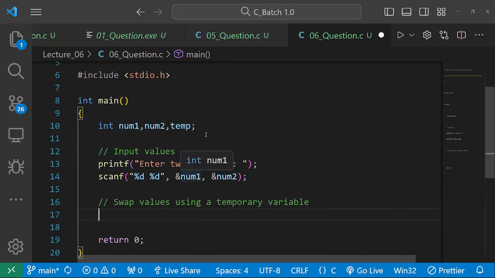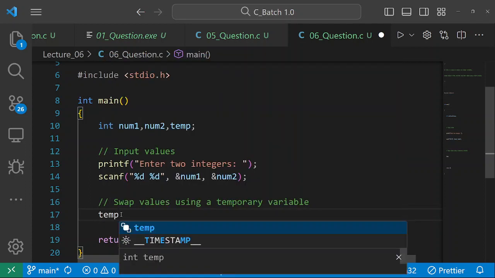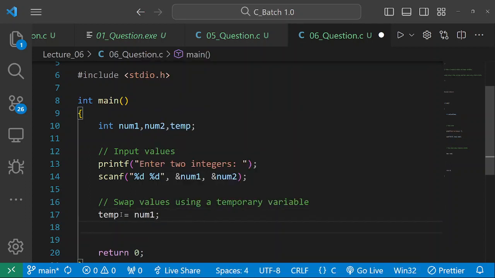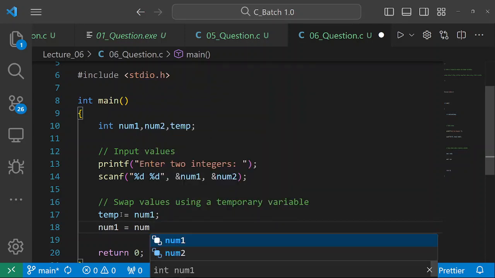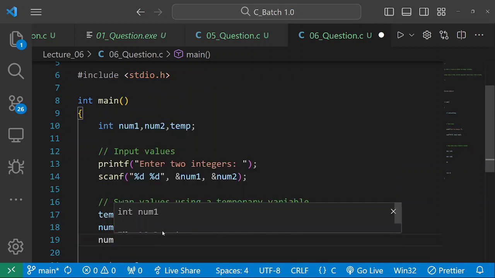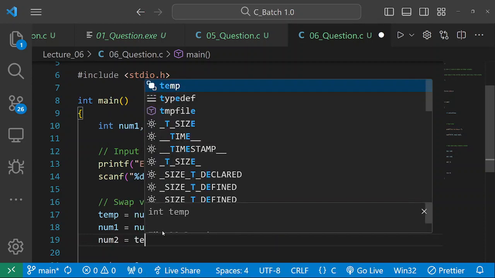So we have two numbers and there is a temp as well. To swap the values, there is a simple logic. Take your temp variable and store your number one there. First step. After doing this, in your num1, store your num2. Means in your temp there is the value of num1 now, and in your num1 there is the value of num2. The next step is, in your num2 save the value of temp.